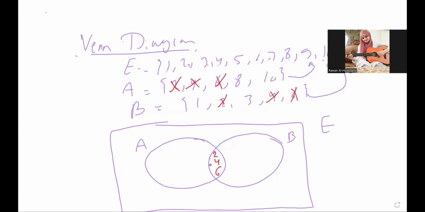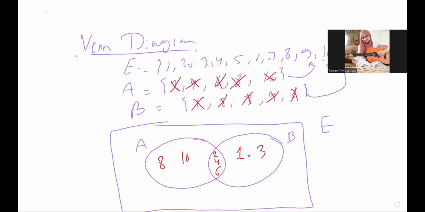Now, when we finish the common part, we have to move on to the set A. There are still numbers in the set A that we haven't written. We still have the 8 and the 10, so we write 8 and 10. It is wrong to write them in the common area, because they are not common numbers with B. Now we are done with A, then we have to move to the set B. We still have the 1 and the 3, so we write 1 and 3 in the set B.